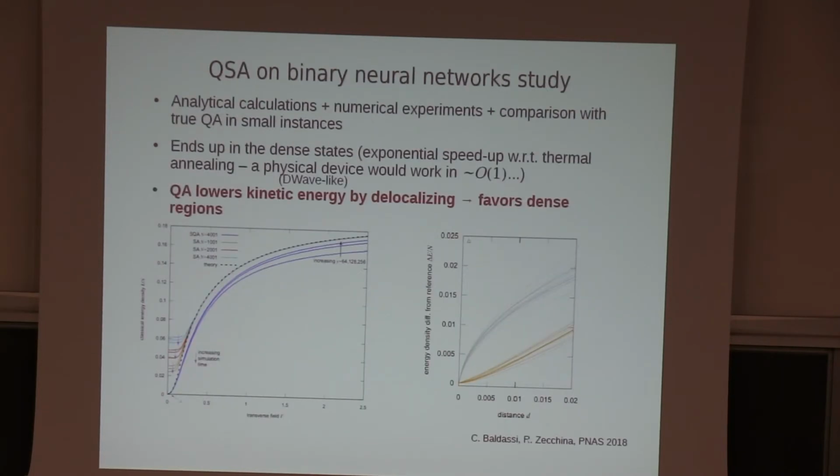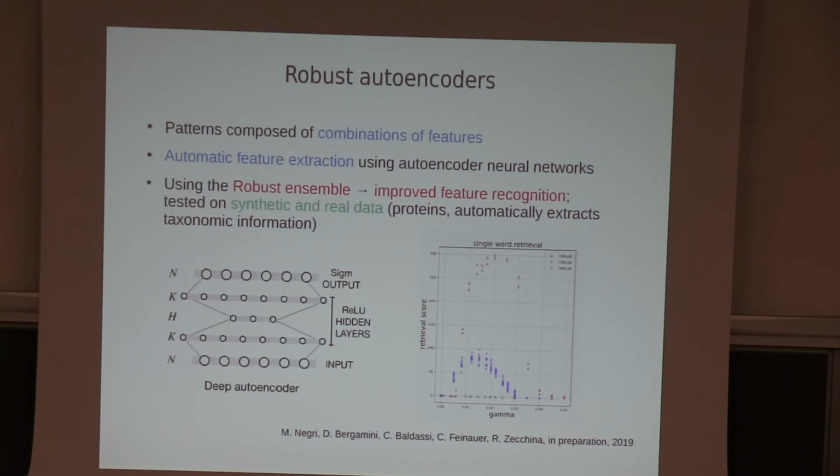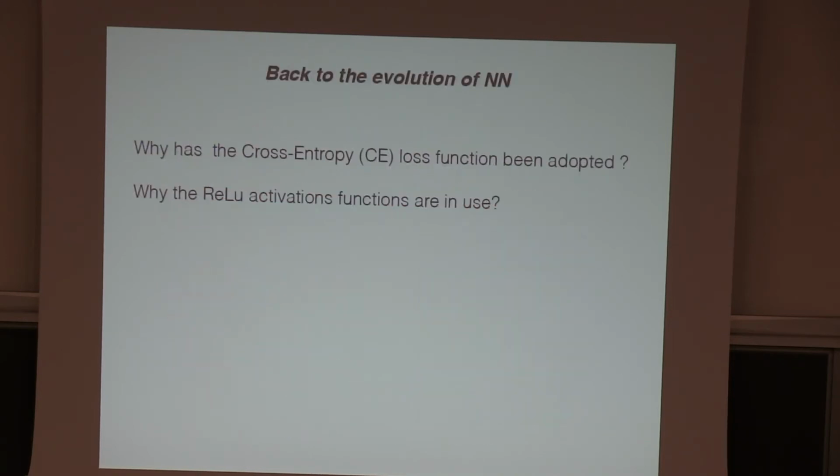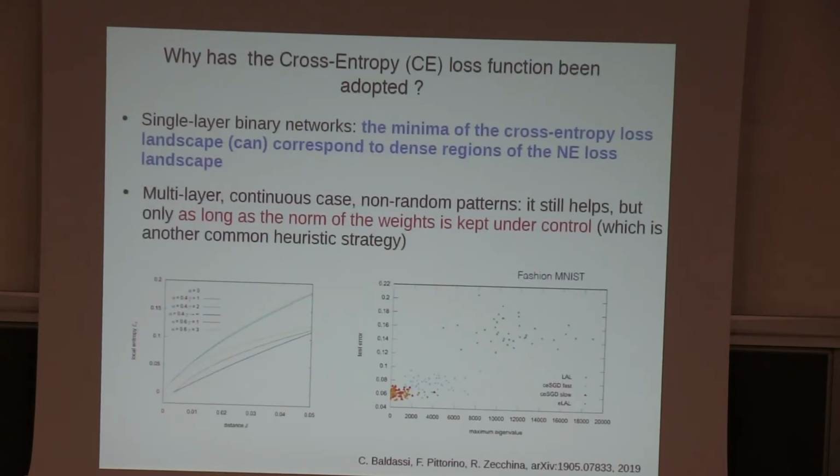Okay, so let me skip this. There are some initial applications of these ideas also to unsupervised learning, but let me go back to conclude with the evolution of neural networks. I want to give you just two results. The first one has to do with why people are using the cross entropy. Well, the reason is that one can show that the ground state of the local entropy loss function corresponds to the rare dense state of the error function, at least in the models we were able to analyze.